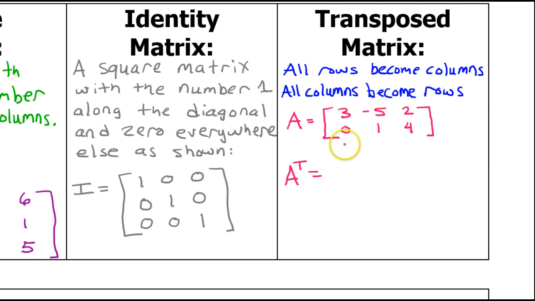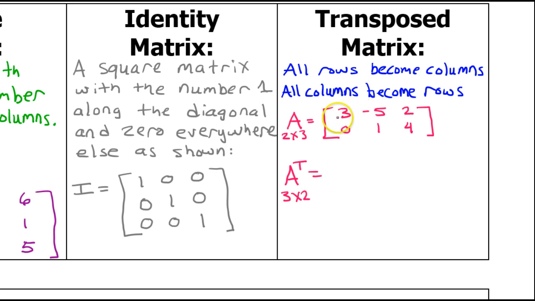So look, think about the dimensions. What are the dimensions of matrix A? Notice it has two rows and three columns. So matrix A is a 2x3 matrix. So if the rows become columns and the columns become rows, a transpose, instead of being a 2x3 matrix, will be a 3x2 matrix. So I should have a matrix that has three rows and two columns.